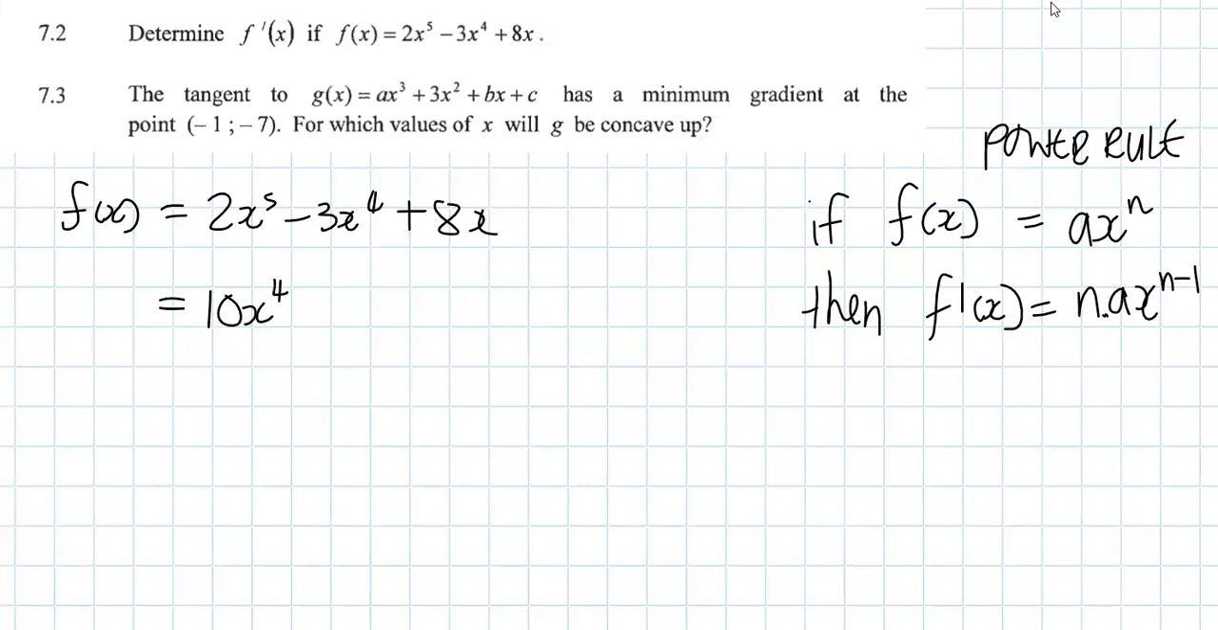And 4 times minus 3 is 12. And 4 minus 1 is 3. And this is, the 8 is x to the power of 1. So it's 8 times 1 is 8. x to the power of 1 minus 1 is x to the power of 0, which is just 1. So you don't write that down. X to the power of 0 is just equal to 1.